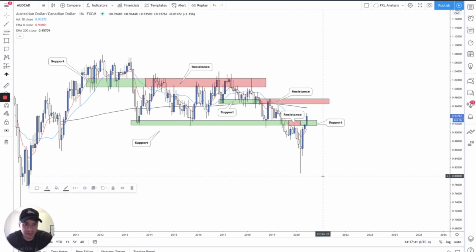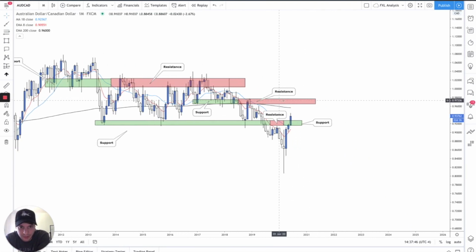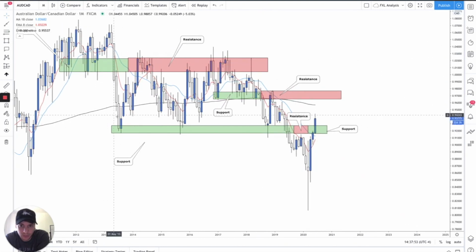So now, if price action continues to move this way, we're looking for it to get back up to this resistance level here. So it's coming back through and looking to fill that range. So just a pretty interesting example of how we're seeing price action move.